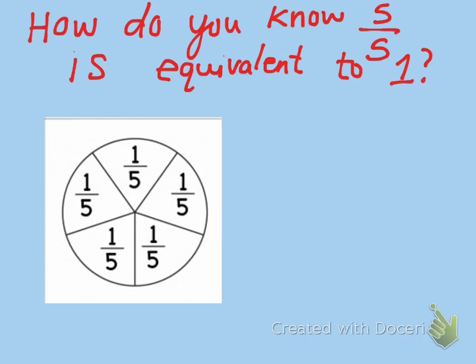So why is 5/5 equal to 1? Because we know that 5 1/5 pieces are a whole. They make one whole.